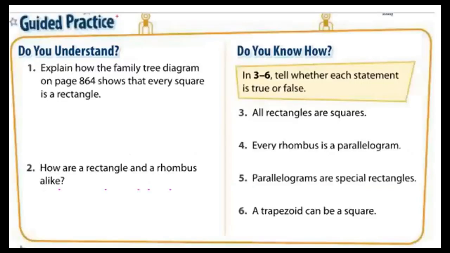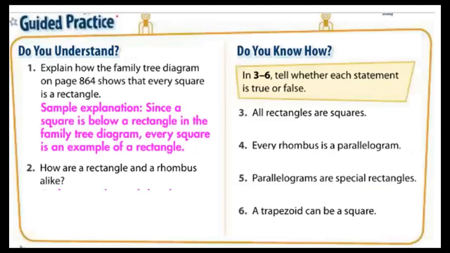Question number 1 in guided practice. Explain how the family tree diagram on page 864 shows that every square is a rectangle. Since a square is below a rectangle in the family tree diagram, every square is an example of a rectangle. Question number 2. How are a rectangle and a rhombus alike? The answer: both rectangles and rhombuses are parallelograms.